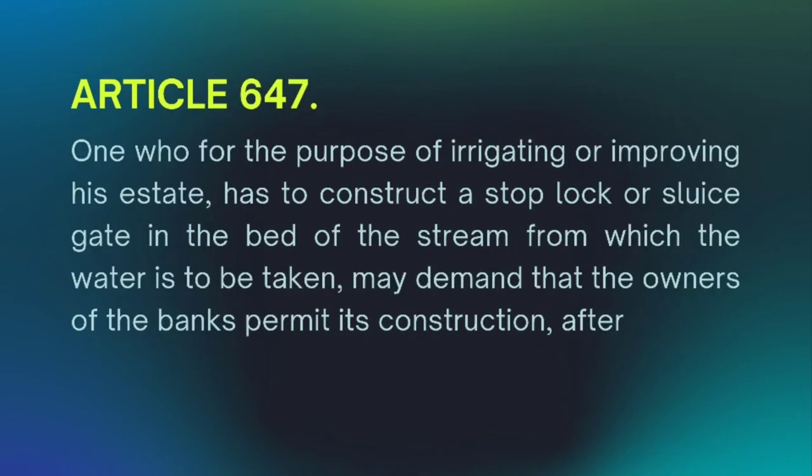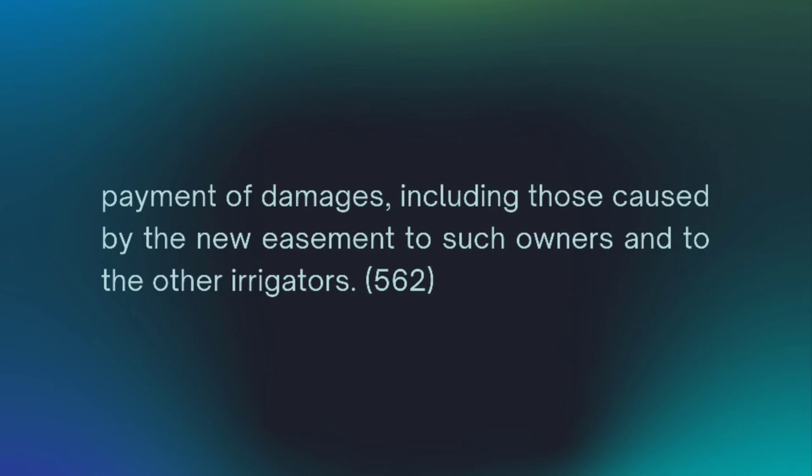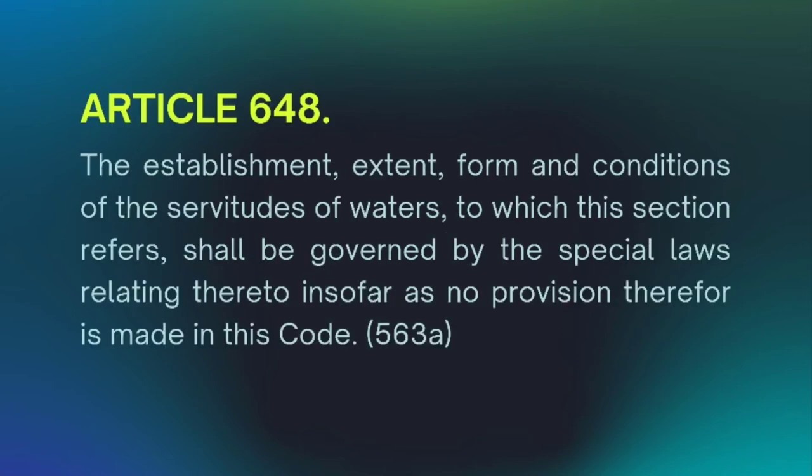Article 647. One who, for the purpose of irrigating or improving his estate, has to construct a stop lock, or sluice gate in the bed of the stream, from which the water is to be taken, may demand that the owners of the banks permit its construction, after payment of damages, including those caused by the new easement to such owners, and to the other irrigators. Article 648. The establishment, extent, form and conditions of the servitudes of waters, to which this section refers, shall be governed by the special laws relating thereto, insofar as no provision therefor is made in this code.